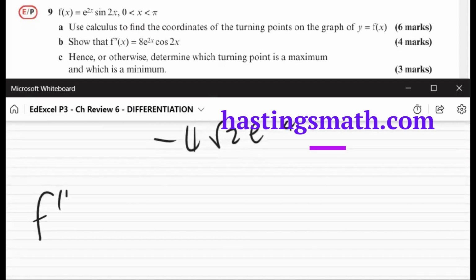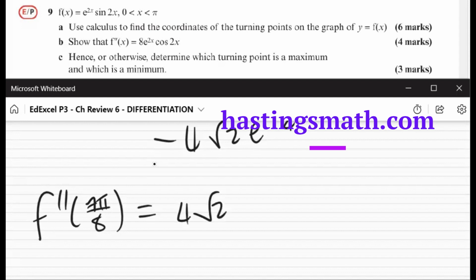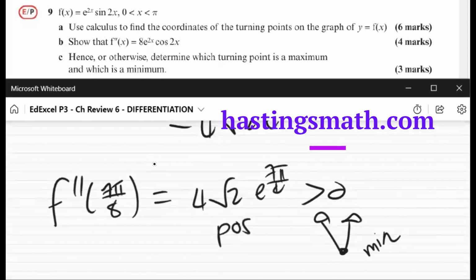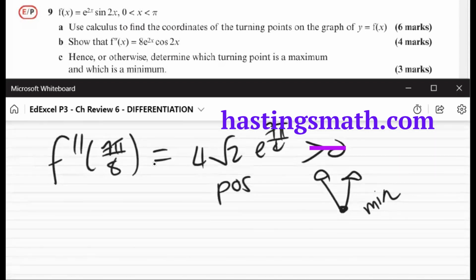So we do f double dash of 7 pi over 8. We sub it into the second derivative formula that we got, and that simplifies to 4 root 2 e 7 pi over 4, which is positive. Another way you can show it's positive is to say it's larger than 0. Positive one is because it's a smiley face. Positive one is the min value. Okay, so those are our two max and min values.